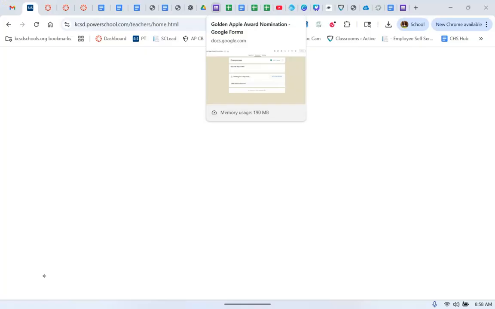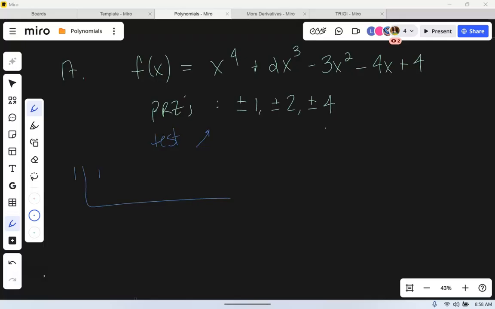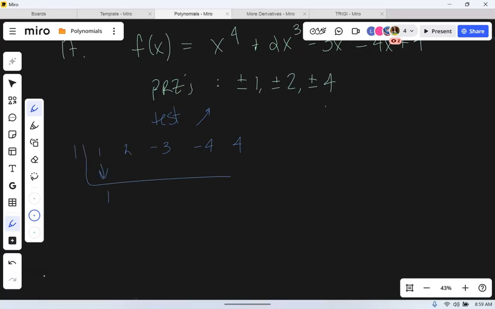This is exactly why I told you we'd get to the point where you would be glad you knew the shortcut, because what happens if I have to test 10 different ones? I would not want to do that with long division. Okay, 1, 2, -3, -4, and 4. Watch out for placeholders. Okay, drop it. 3, multiply nobody. 1 times 3, 3, 0, 0, -4. Holy cow! We found it on the first try.